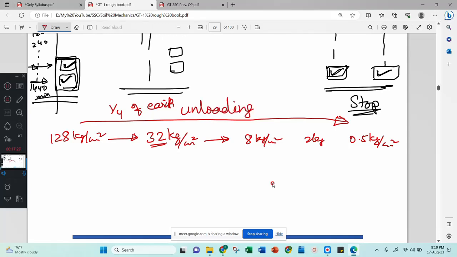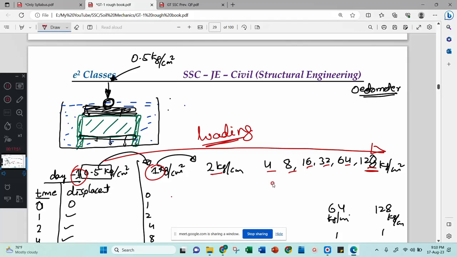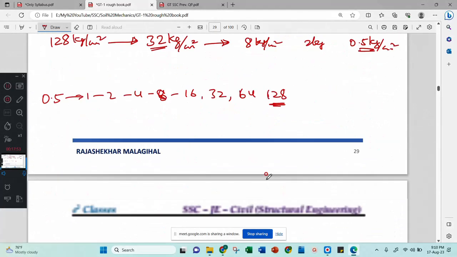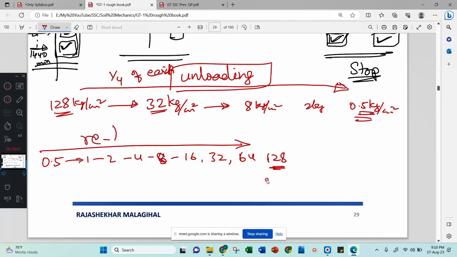Then the experiment is not yet completed. After this 0.5 kg, don't disturb the assembly. Start increasing again. That 0.5 becomes 1, that becomes 2, that becomes 4, 8, 16, 32, 64, 128. Now, 128 kg per centimeter square you have already applied in the loading case. Then after that, that 128 became 0.5 in the unloading case. But this case is called reloading. Reloading case, again from 0.5 to 128 has happened.